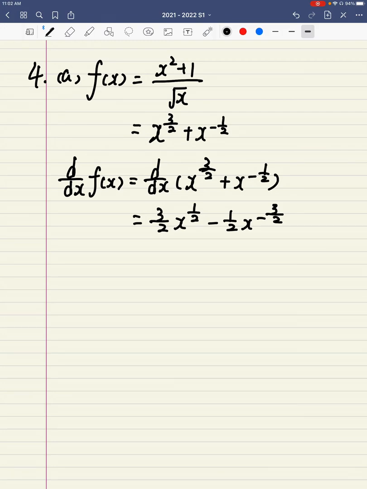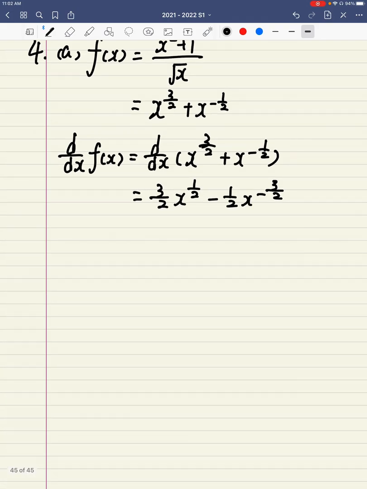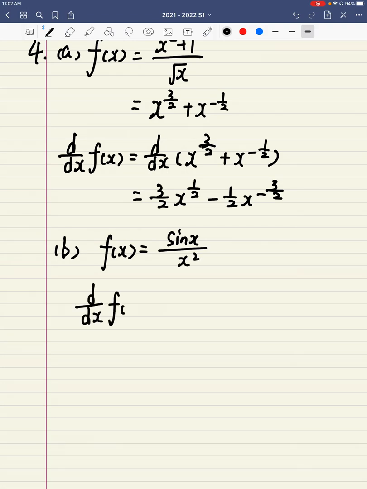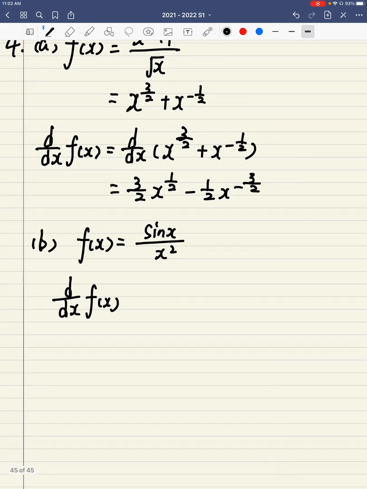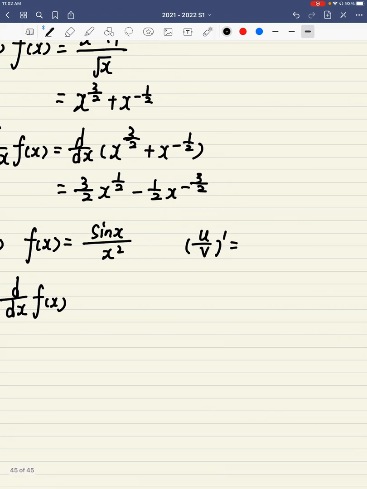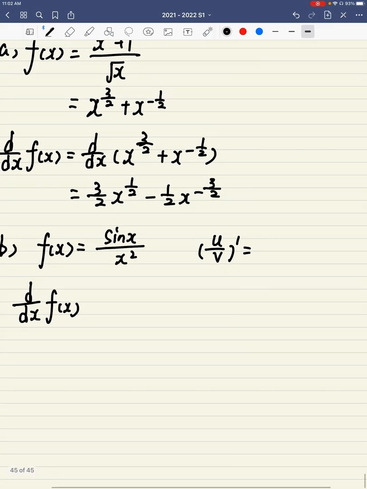Of course, you can use the quotient rule, so let's see how we use the quotient rule in part B. Part B, f(x) is sine x over x squared. Okay, so the quotient rule. Let me write it down here. The derivative of u over v, what's the quotient rule? It's u's derivative times v minus u times v's derivative, over v squared. That's the quotient rule.